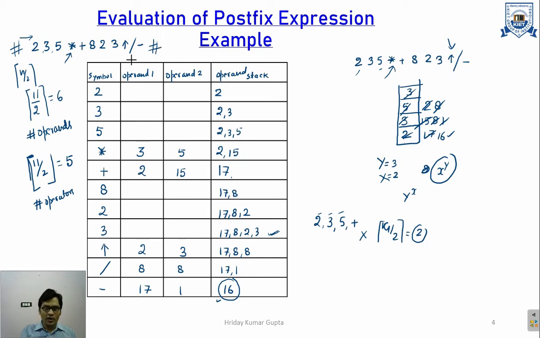So in programming, I will take this expression as a string. I will scan this string from left to right. Whenever operands are coming, I will push them in the stack, and whenever an operator comes, I will pop 2 elements and store them in variables x and y, and apply the particular operation according to the operator scanned. So this is very easy coding also.